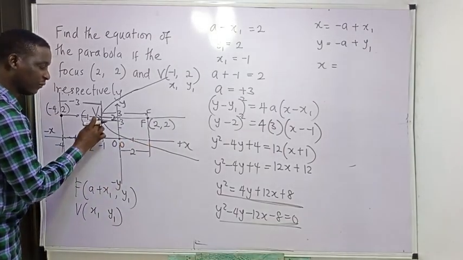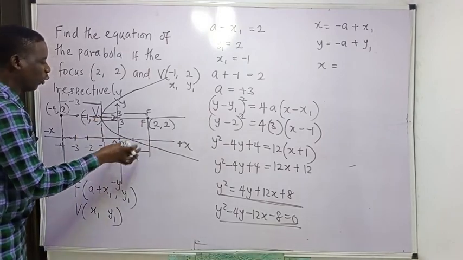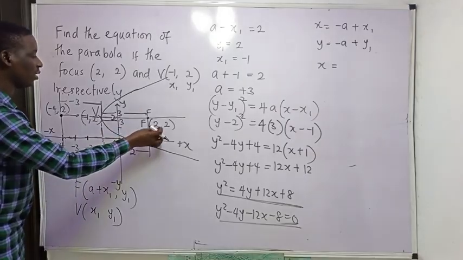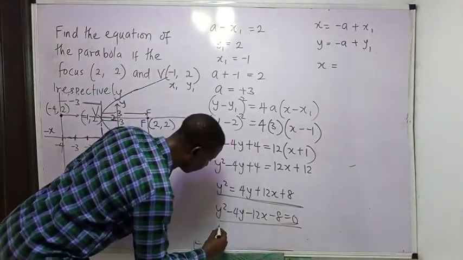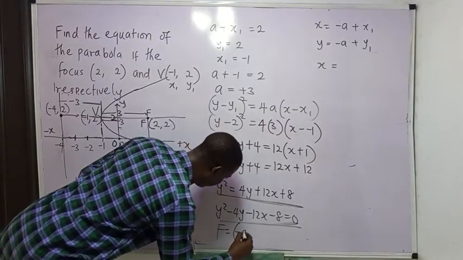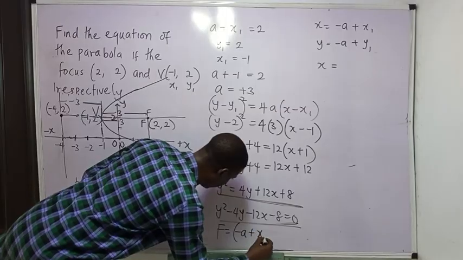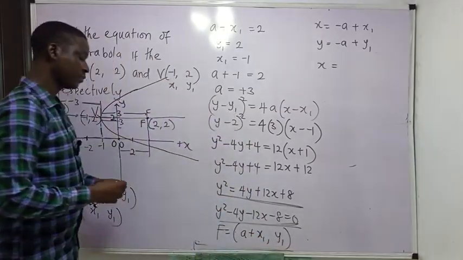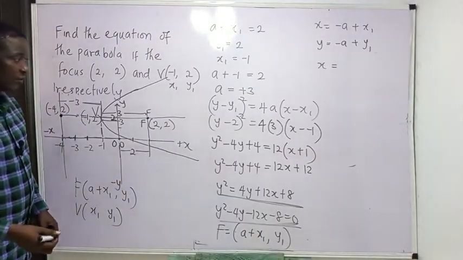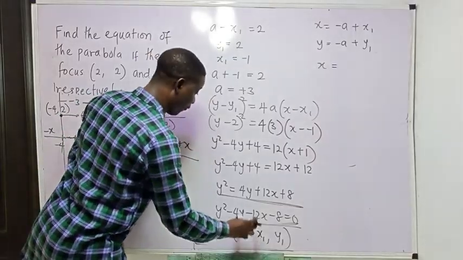The focus is measured on the vertex, while the original coordinate is measured from the origin. That's why the focus coordinate is, most times, in fact not most times, it's minus a plus S1, sorry, a plus S1, comma Y1. That is our formula for it. So this is the coordinate formula for the focus.